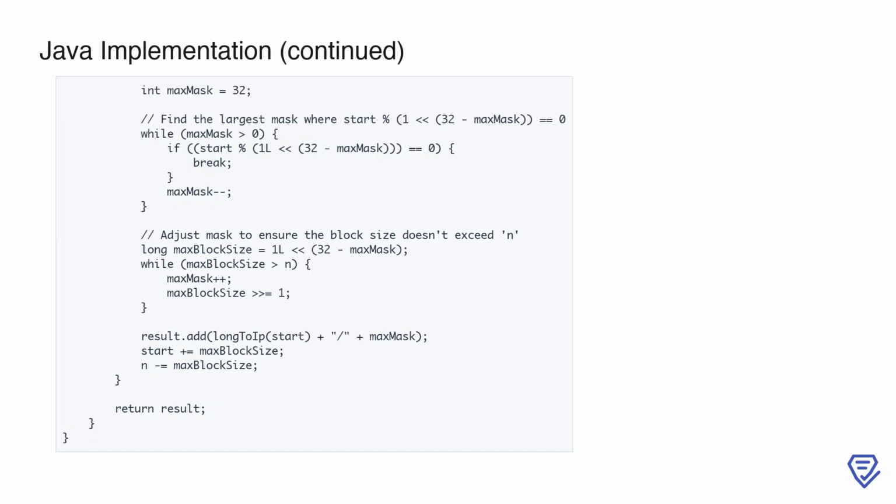With the correct mask determined, we construct the CIDR notation string by converting the current start address back to its string format using long2IP, appending the mask, and adding the result to our list. We then update the start address by advancing it by the block size and decrement n by the same amount. This process repeats until all required blocks are generated, and finally, the resulting list of CIDR blocks is returned.